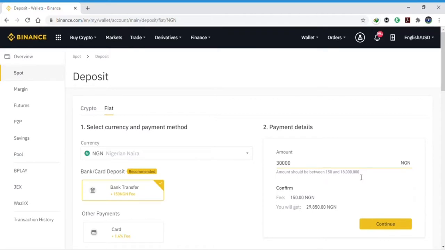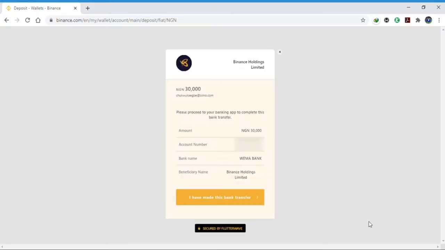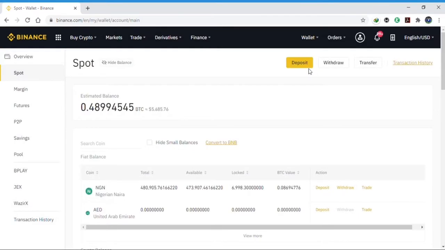So you put in the amount you want to deposit, you continue, and then an account number is generated for you. As soon as you send the money, it takes about 2 to 3 minutes to reflect. You get an email from Binance that payment has been made. And again, we're going to be talking about the most important part of this.